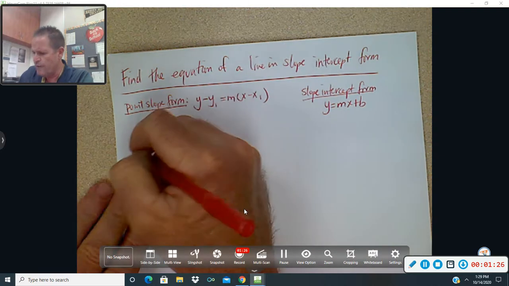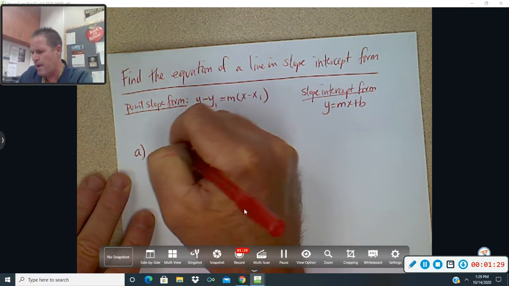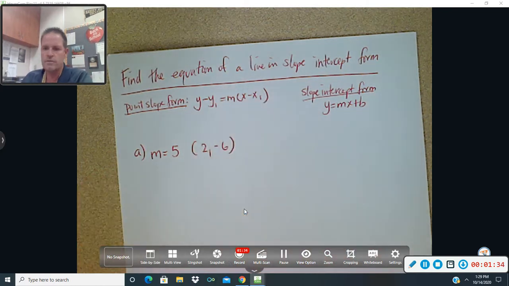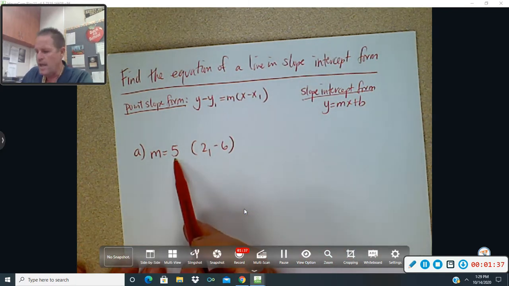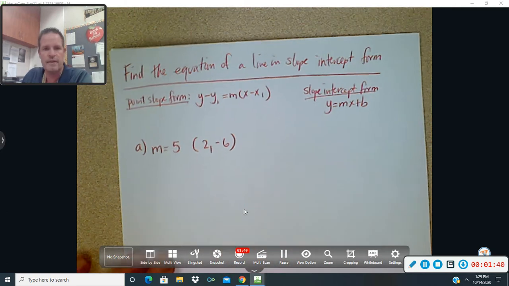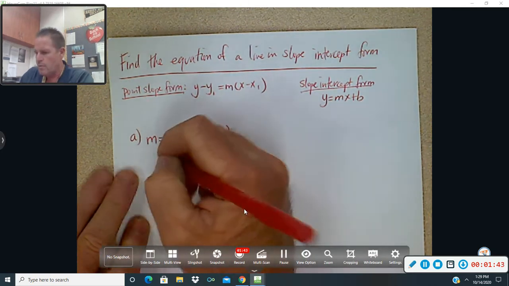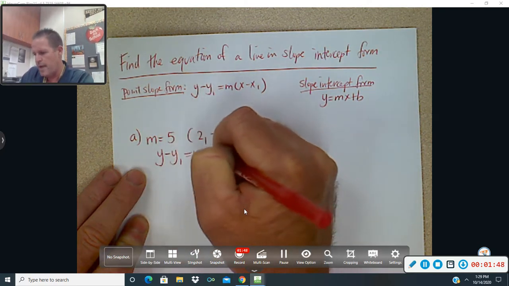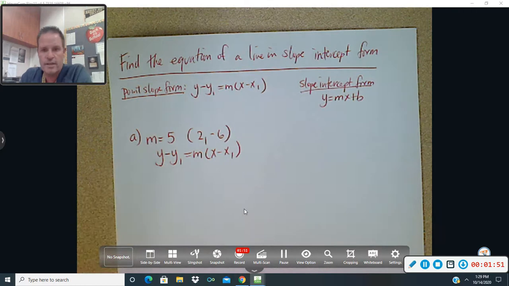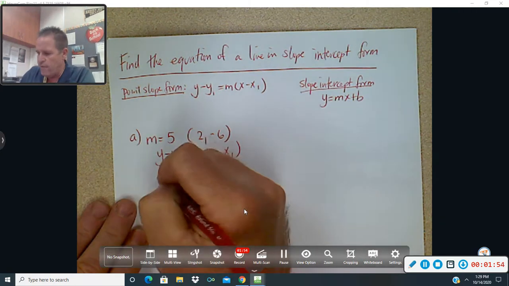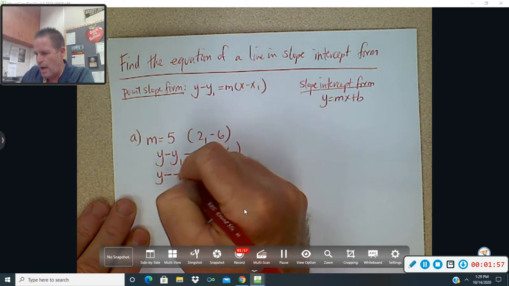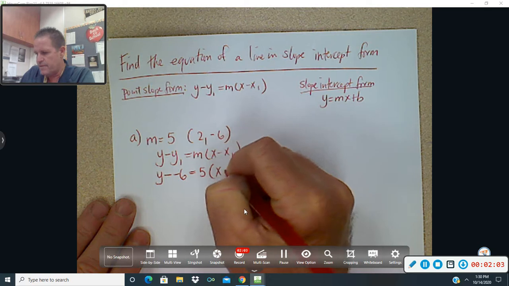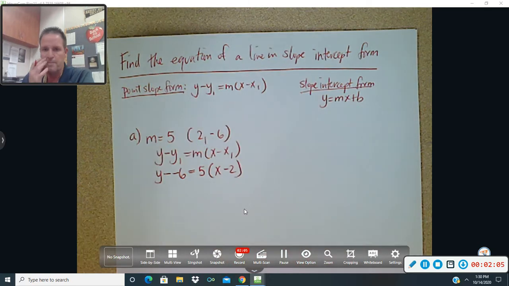Okay, so first question here, let's say that I give you a slope of 5 and a point like 2 comma negative 6. So the line has a slope of 5 and the line passes through the point 2 comma negative 6. Alright, well, we're going to start by plugging into point-slope form. Y minus y1 equals m times x minus x1. Make sure you guys are taking these notes. Alright, so you're going to have y minus the first y, negative 6, equals m. Well, the m is 5 times x minus 2.